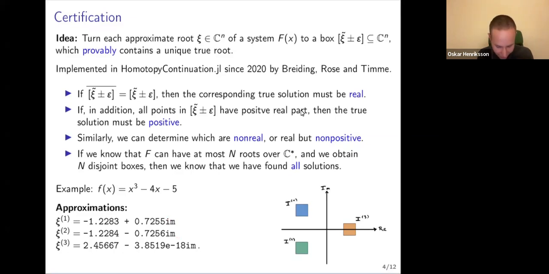Okay, so here we would conclude that we have found one positive real solution. And since the degree of this univariate polynomial is 3, we know that the expected number of solutions is 3. We have found 3 solutions, so we know that we haven't missed any solution. And then we can conclude that this is indeed the unique positive real solution. We have found all positive real solutions. Okay, so that's a very simple example of what you can do with this technique.